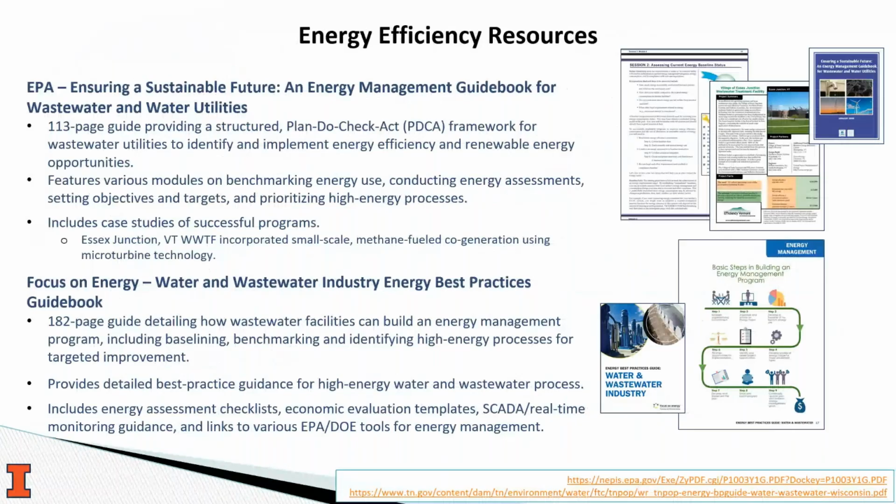So now I'll move on to highlight some of the various publicly accessible resources that utilities can use to improve their energy efficiency. I know we're kind of running out of time, so I'll try to go through these a little bit quicker. Starting off, the first resource on this slide is EPA's Ensuring a Sustainable Future: An Energy Management Guidebook. It's a 113-page guide that outlines a structured framework for an energy management plan. It's great if you're wanting to improve energy efficiency and energy performance.